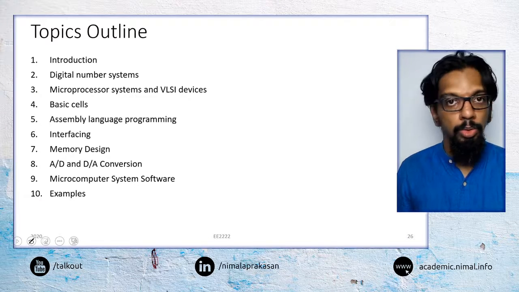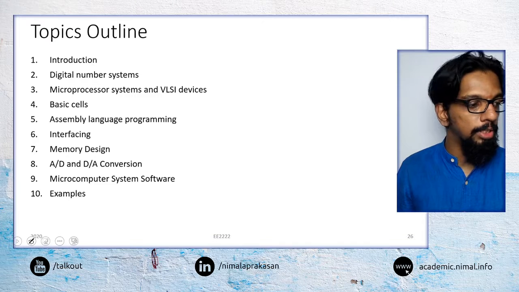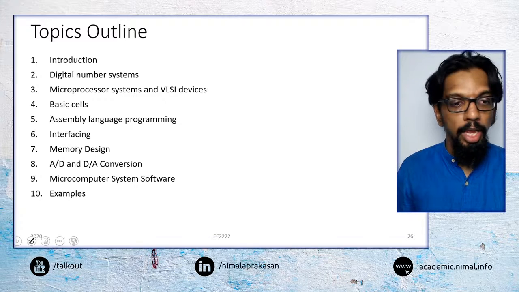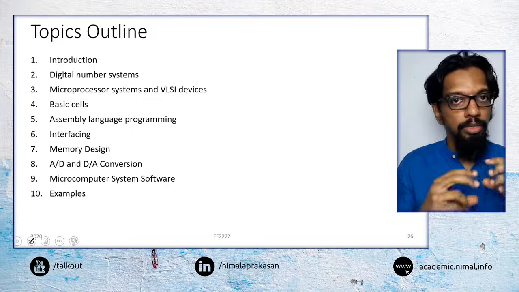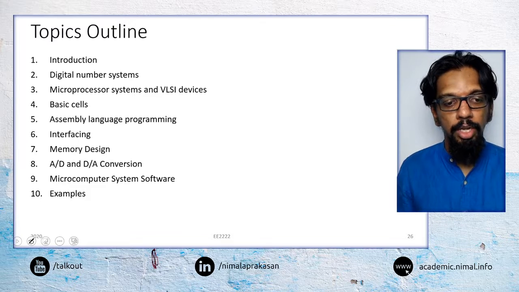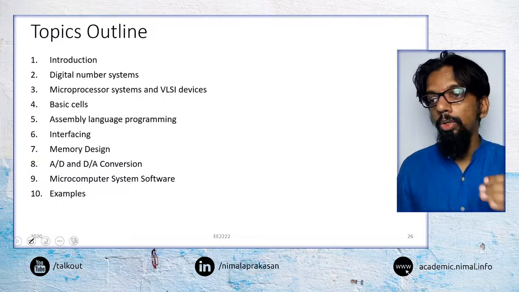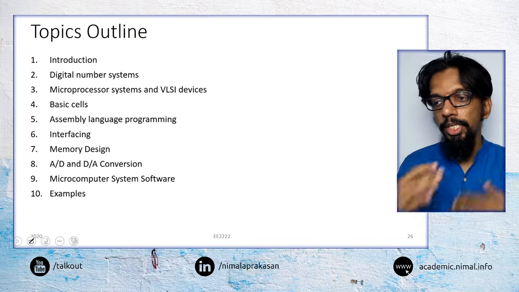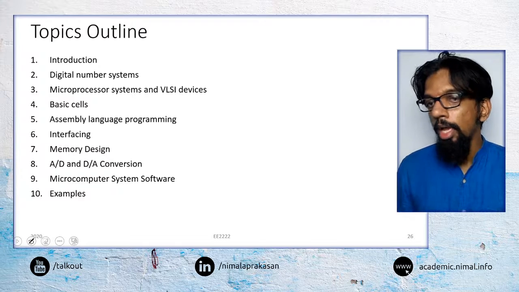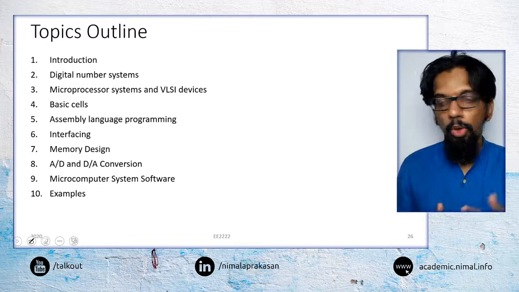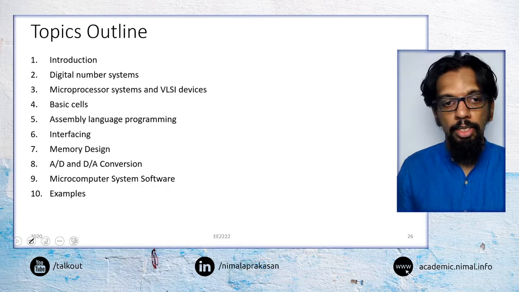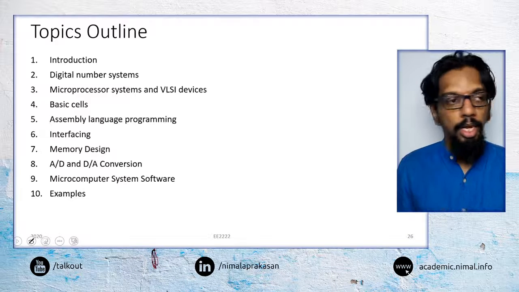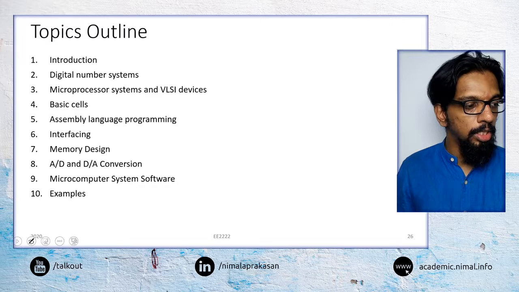We'll start with digital number systems, and we'll go on to microprocessors, the underlying microprocessor hardware related things, then go on to assembly programming, then interfacing and memory and so on. Towards the end, we will also go on to operating systems and maybe some examples as well. So this is the main lecture area components.